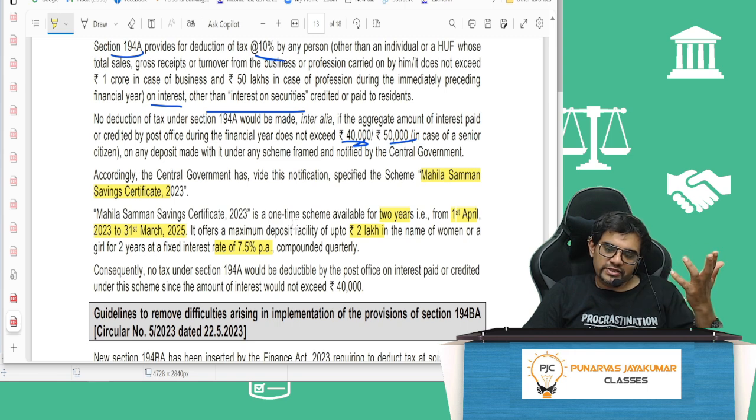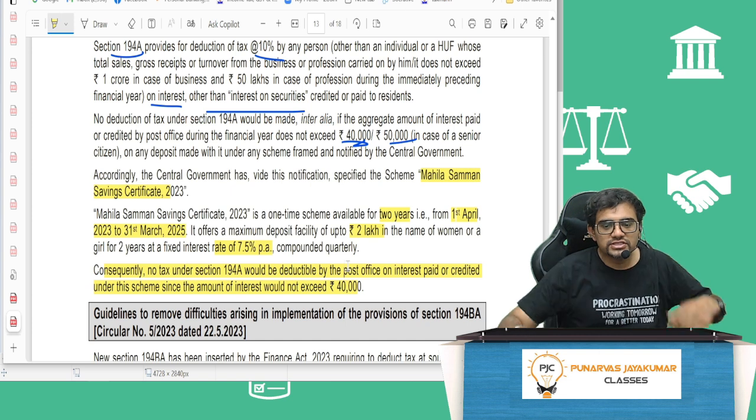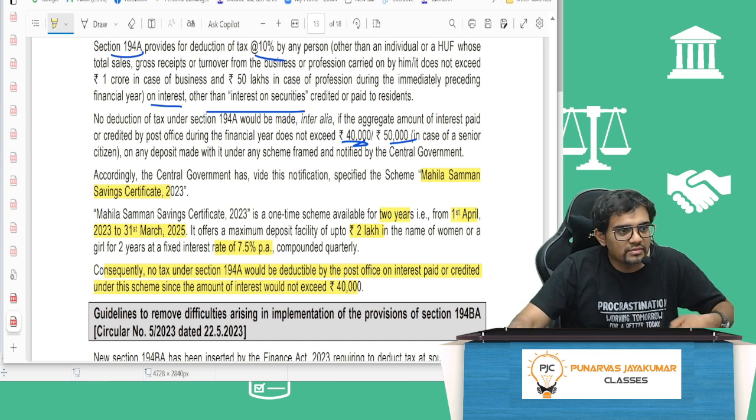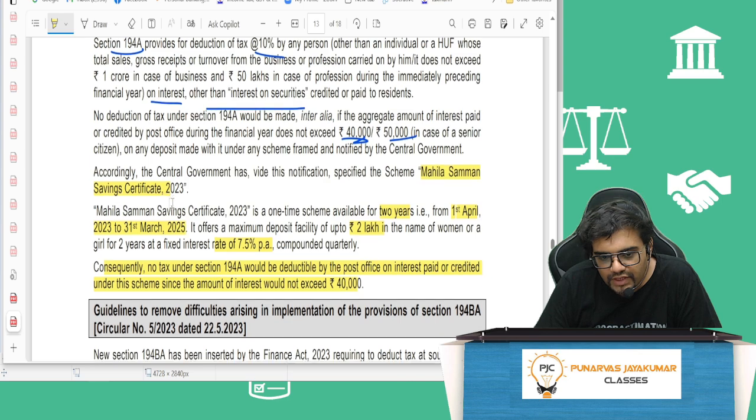So at 7.5% per annum, even if you compound it, it will never cross 40,000 rupees. And hence they are saying there will be no TDS deductible. So when you are getting that interest of 7.5% compounded quarterly, no need of deducting TDS under 194A. Easy one.